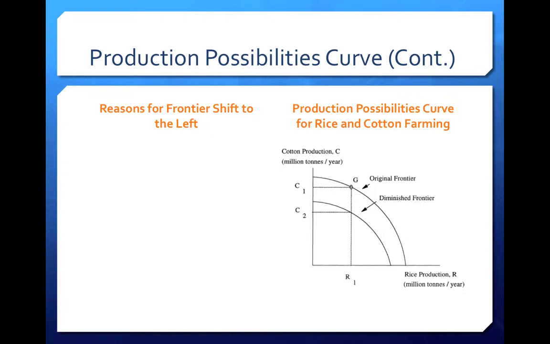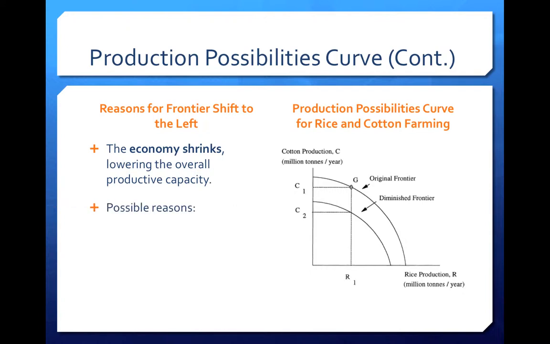Okay, the production possibilities curve can also shift to the left, and the economy shrinks, in this case, lowering the overall productive capacity. Possible reasons: an aging workforce, more and more people retiring, not enough people being born. Environmental problems that are creating a lack of an important resource. Decline of the education system.